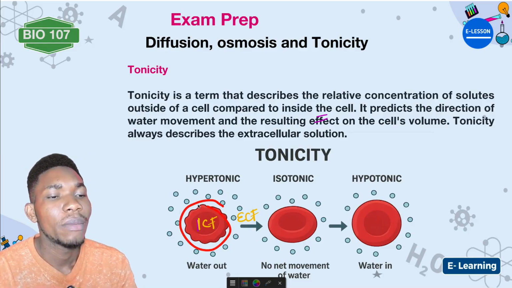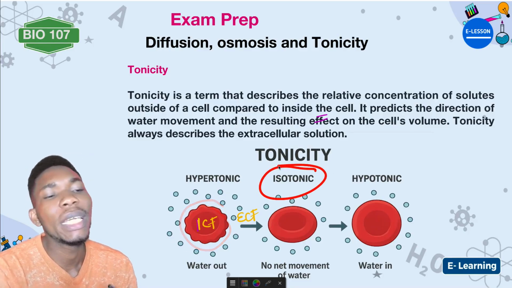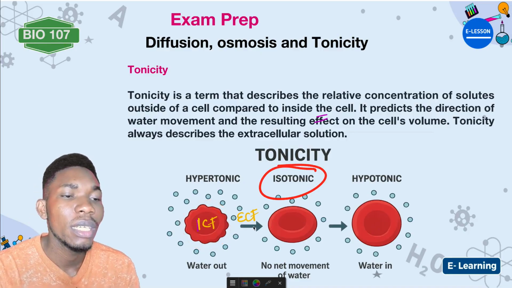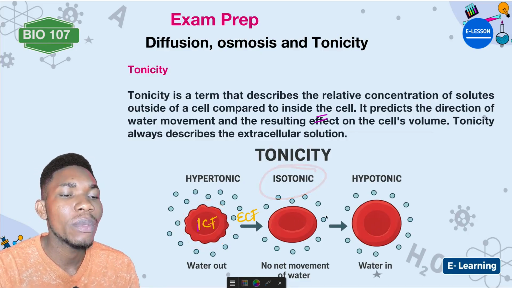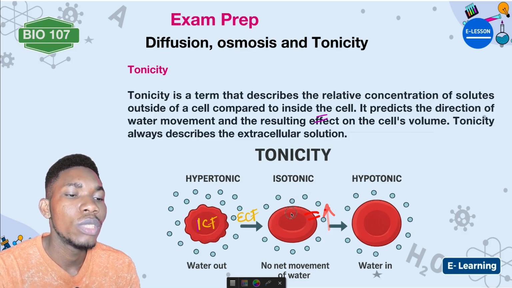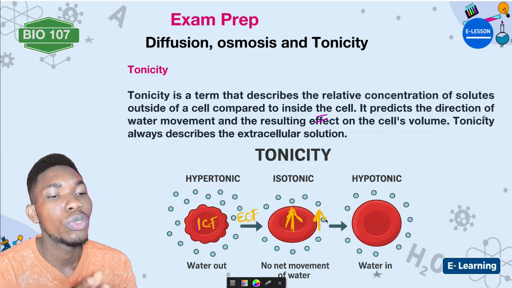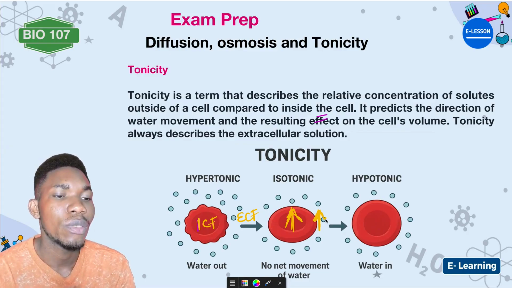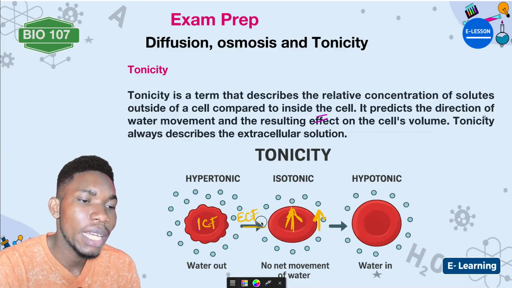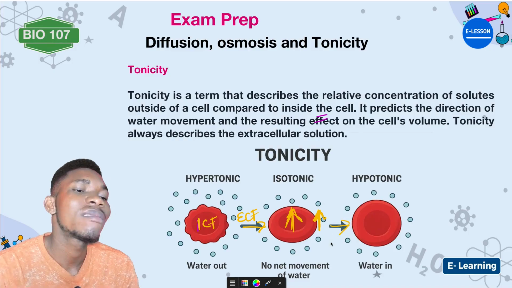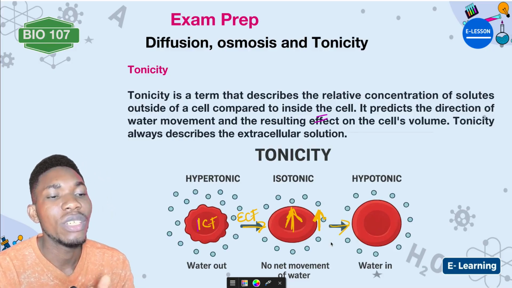All right. Now, the next one is isotonic. Isotonic is when the amount outside is equal to the amount inside. You say it is what? Isotonic. Is that understood? You can see in isotonic, some water is entering, some is going out, so there is no net change in concentration.